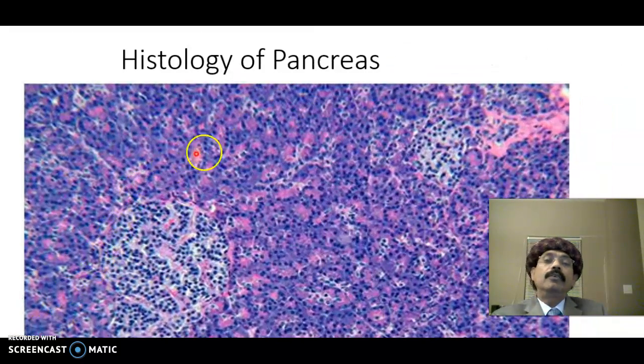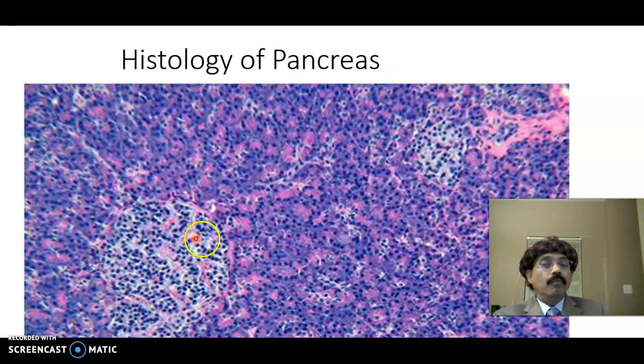Okay, so this is another slide of the pancreas. These are the acini here, a lot of acini. These are the exocrine part. The endocrine part is this. This is the islets of Langerhans. It is separated from the exocrine part by connective tissue and reticular fiber.